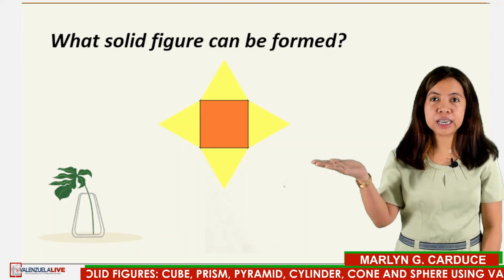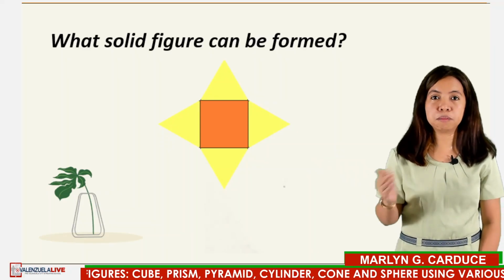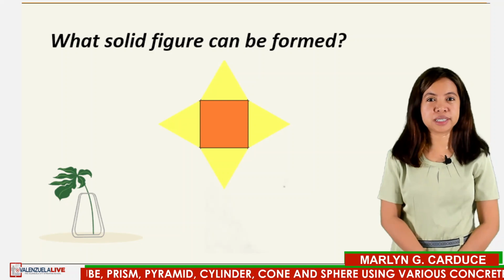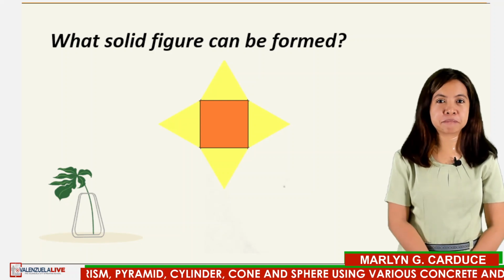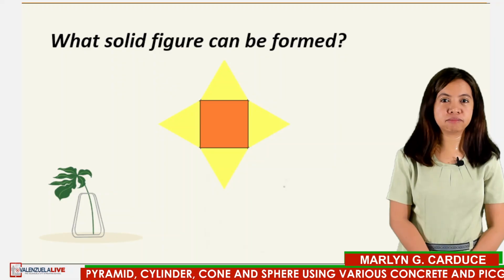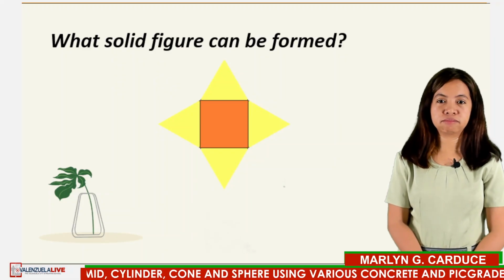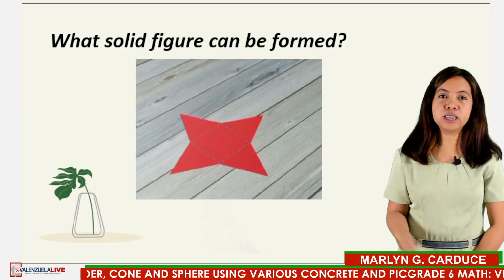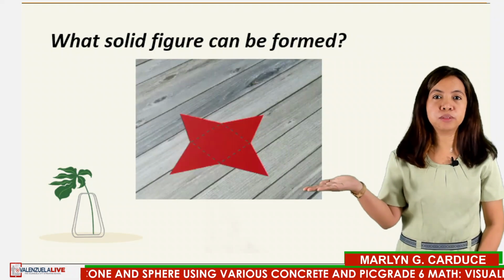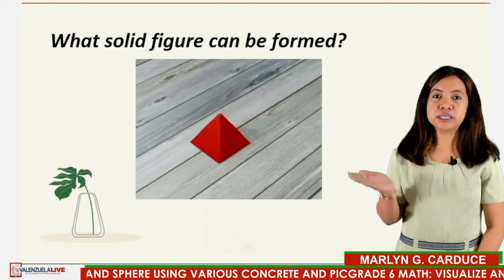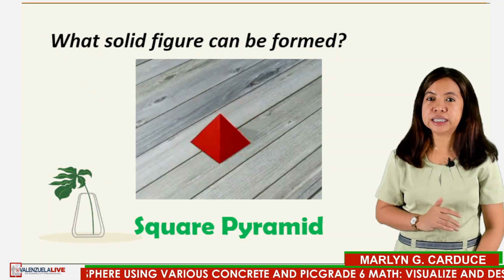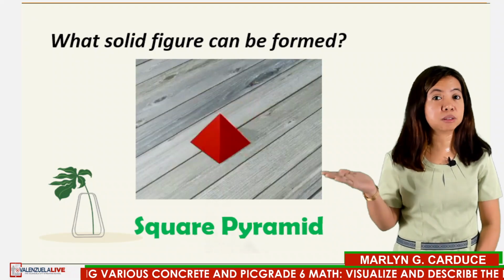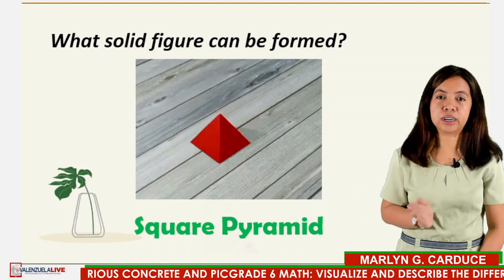Another example of a net. What solid figure can be formed out of this net? So again, type in your answer in the comment section. Okay, for this plane figure, we can form a solid figure that is a square pyramid, or a pyramid with a base of a square.